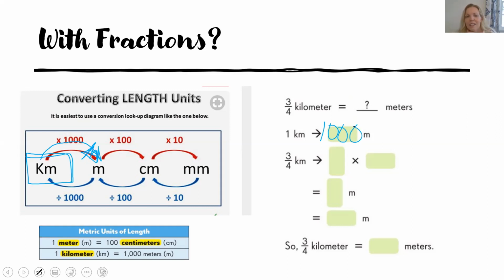Okay, but Math and Focus is asking us about 3/4 of 1 kilometer. Ay, ay, ay. It's okay. We need to practice and review our fractions.